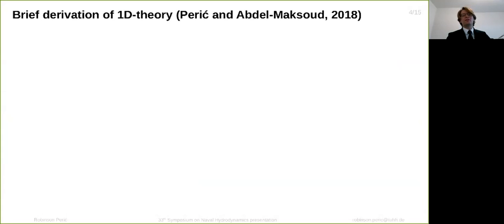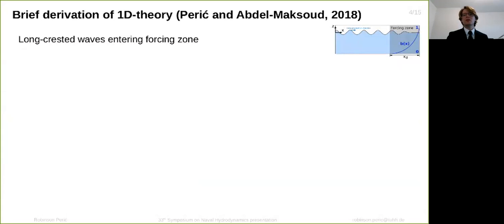First, a quick overview of how the derivation of the 1D theory looks. We look at long-crested waves that enter the forcing zone, so shown in the upper right corner. This we can describe by a wave equation for the velocity stream function, and the term on the right-hand side is the forcing zone. This is equivalent to what we've seen before.